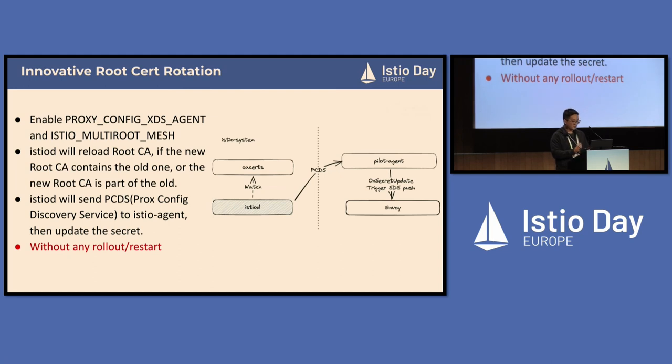And for security and safety reasons, we only allow istiod to auto reload the root CA in two cases. First, the new root CA contains the old one, just like A plus B. And another one is where the new root CA is just a part of the old one. It's just like you change from A plus B to just only B. And yeah, with this new change, we can allow istiod to reload the root CA with any root and restart.